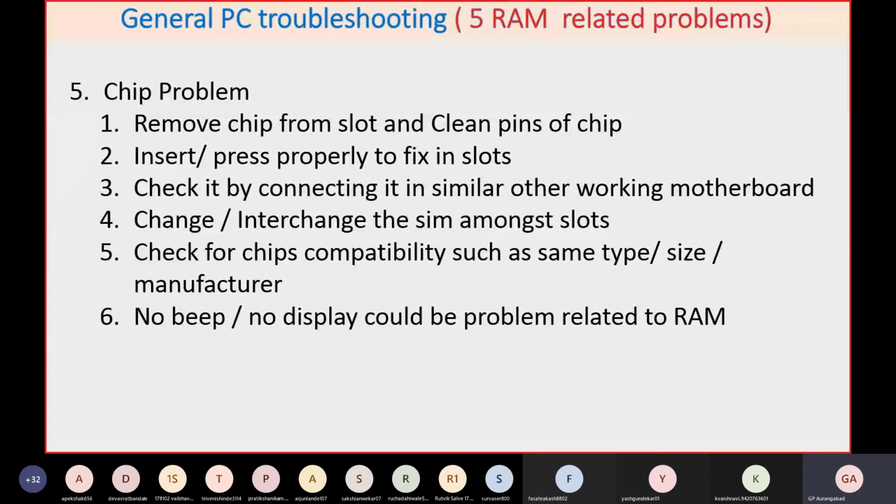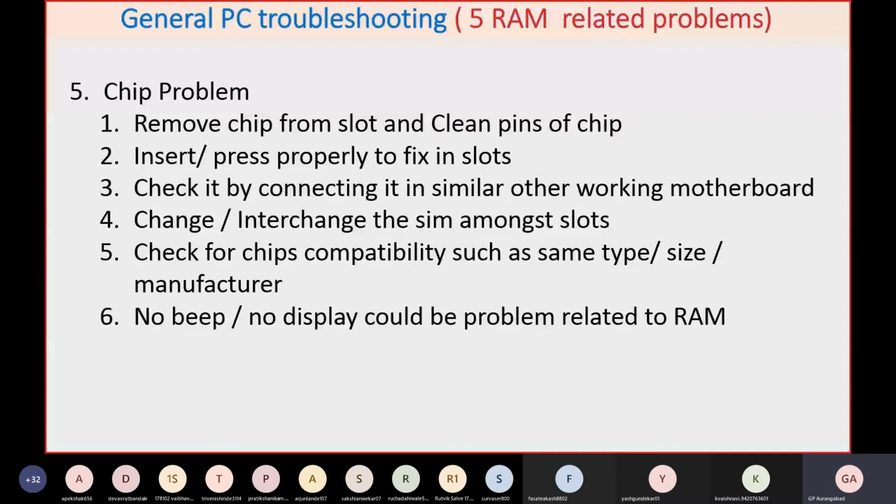If there is no beep and no display, it could be a problem related to RAM. As I said, no beep and no display, nothing at all, then perhaps this could be a RAM related problem, or it could be the motherboard.